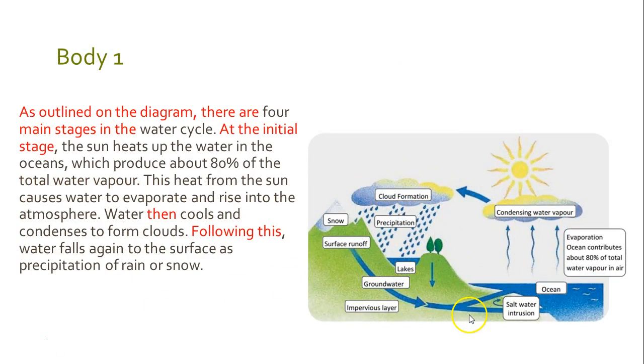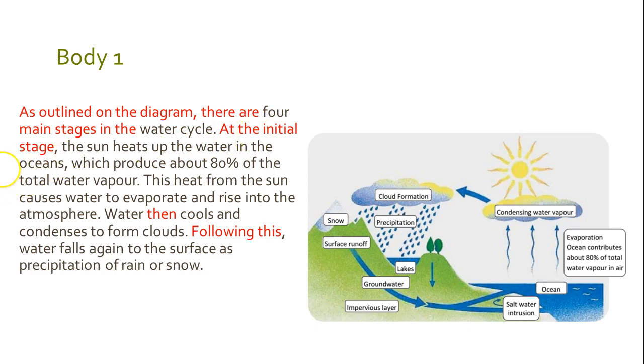In the first body paragraph, I'm going to talk about the first 3 stages, and I'm going to leave the 4th stage in body paragraph 2. In the first sentence of body paragraph 1, you can introduce the number of stages you have. And in this case, we said, as outlined on the diagram, there are 4 main stages in the water cycle. Next, you can talk about each step individually.